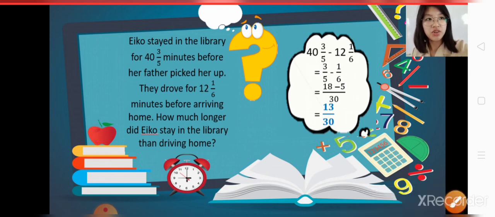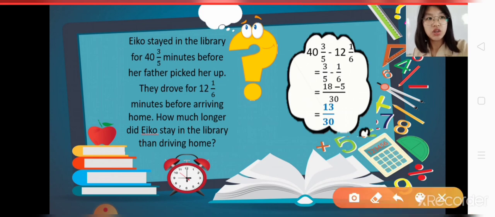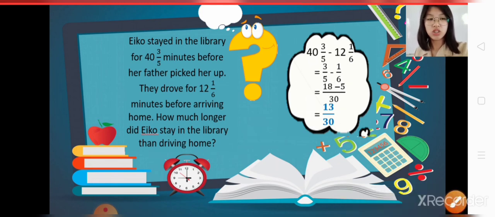So, we have 3/5 and 1/6. So, 3/5 minus 1/6, ang kanilang LCD, since walang number na pwedeng i-divide sa kanilang dalawa, 5 and 6, i-multiply na lang natin sila, kaya naging 30. So, 30 divided by 5 will give you 6. 6 times 3 will give you 18. Next, 30 divided by 6 will give you 5. 5 times 1 will give you 5. So, 18 minus 5 will give you 13. And yung LCD, which is 30, kaya naging 13/30.